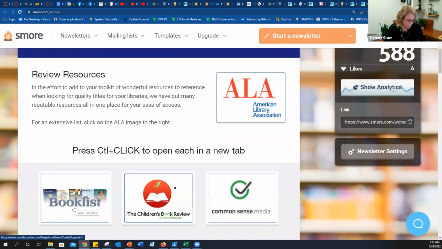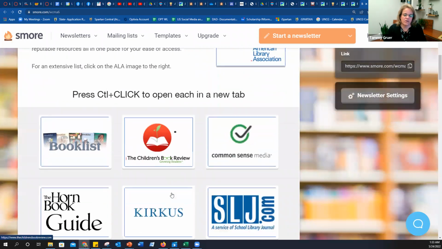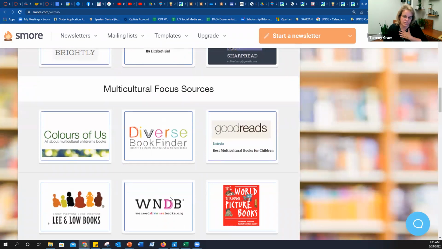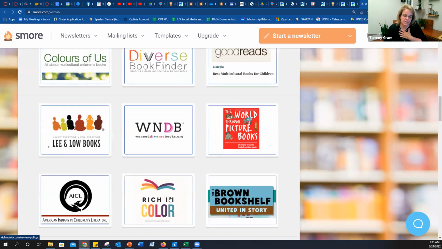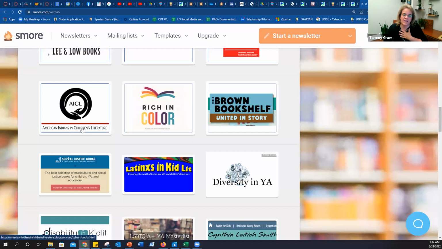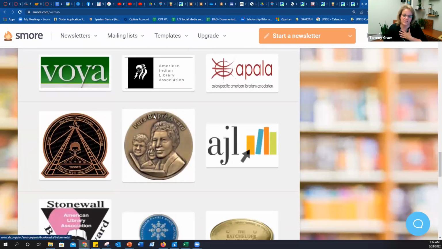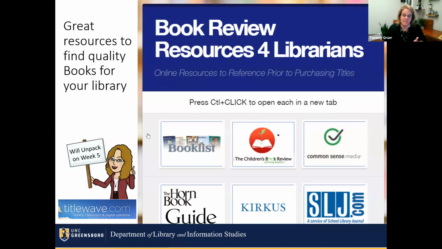So if you push Control and you click on them, you'll notice it populates in a new tab up here at the top. But these are lots of different resources to support us finding books about different cultures, where the book awards do that. Like if I were interested in the American Indians and children's literature, that's a great place to go. But there's quite a few others that are here as well. And you'll notice that the book award lists have a section all to themselves as well. So we will be talking about that in week 5, how to use a good book review source when you are using and selecting books for your collection.